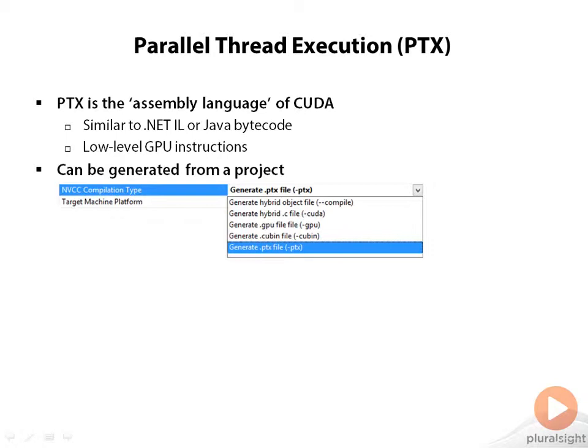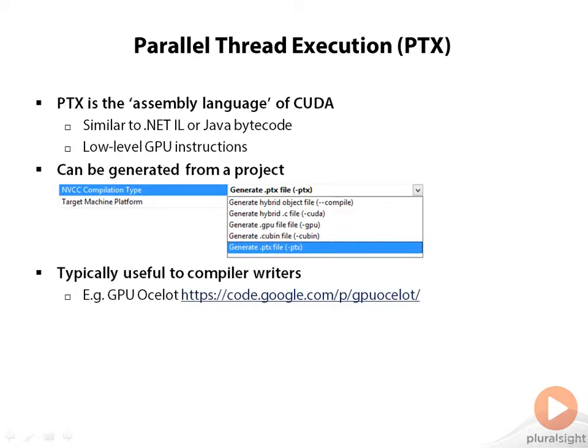Now, PTX is probably of most use to compiler writers. So for example, if you've got a programming language and you want this language to support CUDA natively, you could cross-compile your language to PTX. And of course, there is a possibility of writing inline PTX right inside your CUDA C code, and this can be useful in the rare cases where you need some performance optimization.